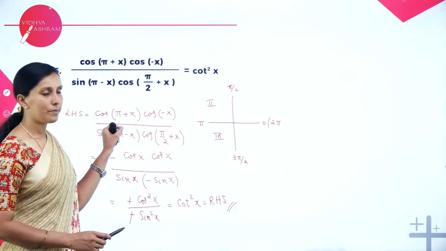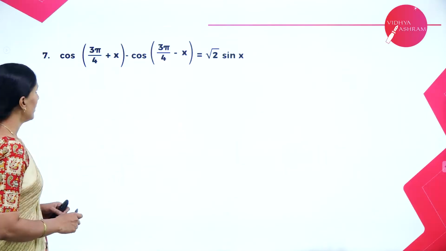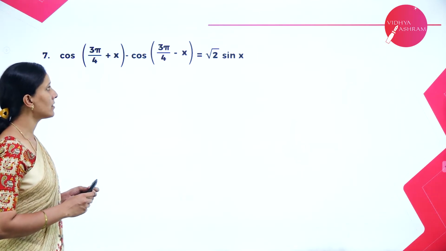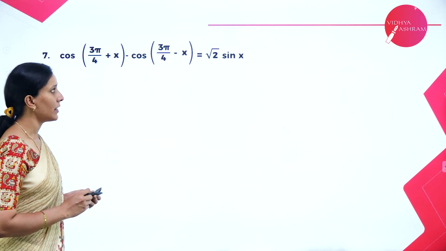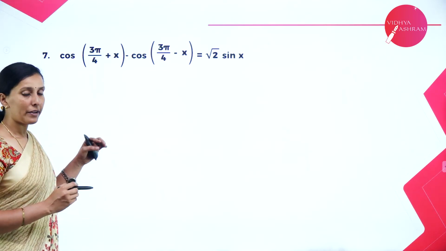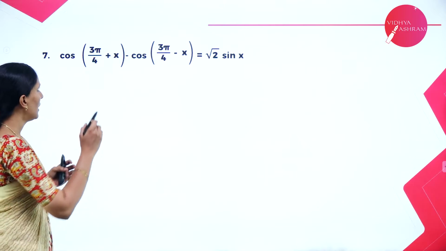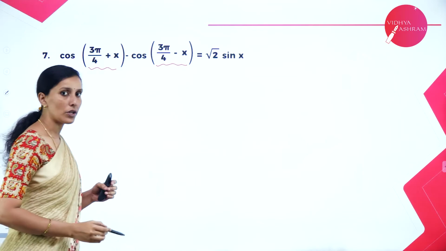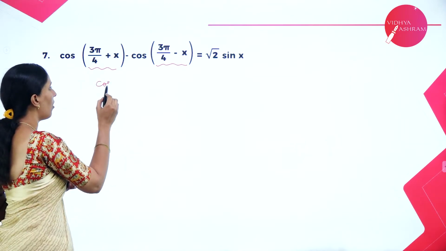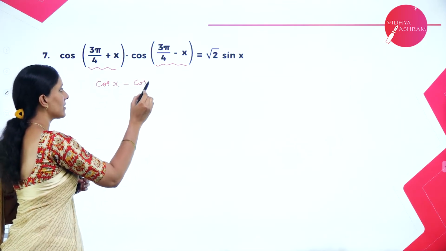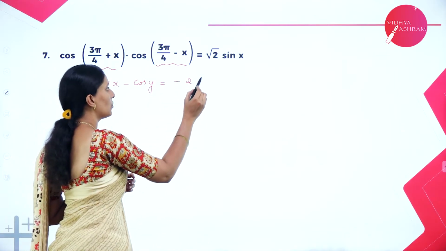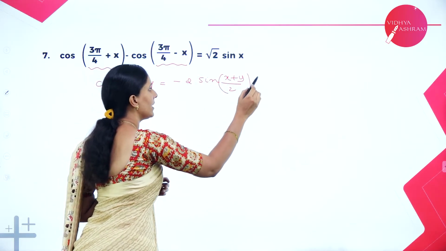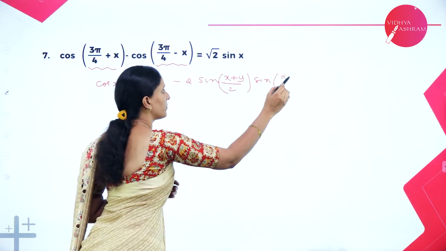So this is the problem on allied angle property. Next, cos 3 pi by 4 plus x minus cos 3 pi by 4 minus x is equal to root 2 sin x. So previously we have done this kind of problem. Let me take this complete thing as cos x and this complete thing as cos y. We know the identity that cos x minus cos y is minus 2 times sin x plus y by 2 and sin x minus y by 2.